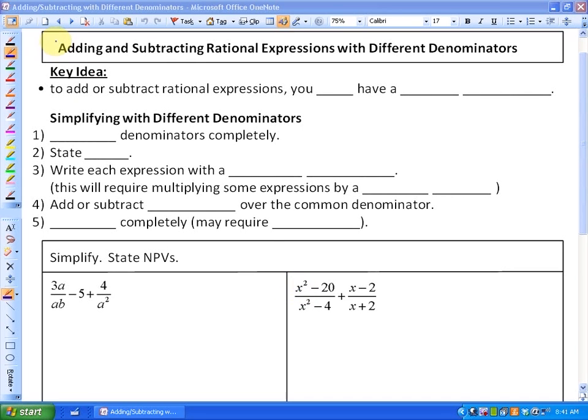Okay, in this particular lesson, what we're going to look at is adding and subtracting rational expressions, in this case, that have different denominators. The key idea for adding and subtracting any type of fractions or rational expressions is that in order to add or subtract rational expressions, you must have a common denominator. And in this case, since we're not going to have common denominators, we're going to have to create them.